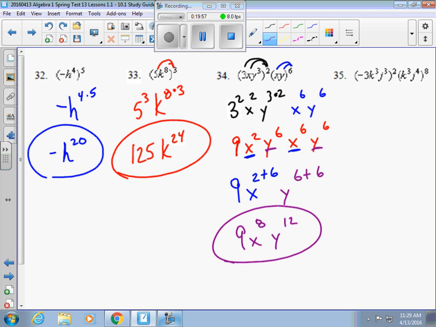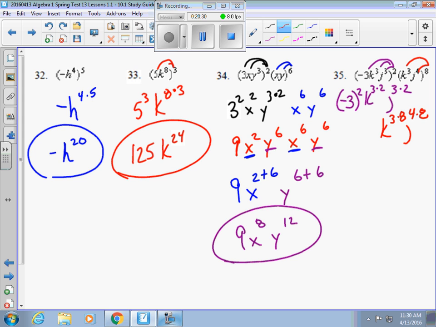Negative 3k to the third, j to the third squared times k to the third, j to the fourth to the eighth. Everything gets raised to the second power there. Negative 3 does, it gets raised to the second power. k to the third does, 3 times 2. And j to the third, 3 times 2. For the second one, I'm going to have to do it below it just because I'm running out of room. k to the third gets raised to the eighth power, so 3 times 8. And j to the fourth, 4 times 8.